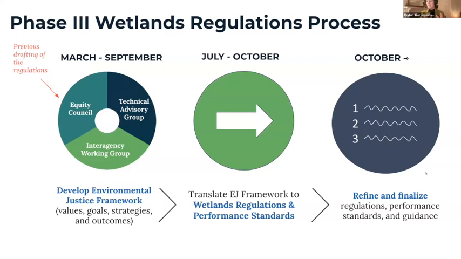Then over the summer, that high level framework, which had values and goals that we'll get into in a second, began to be translated into specific strategies. So, okay, if this is our goal, if this is where we're going, what does that actually mean in terms of what people can and can't do in the Conservation Commission jurisdiction? And now we're in October. This is where we're working to refine, make sense of, and work towards finalizing those draft regulations.